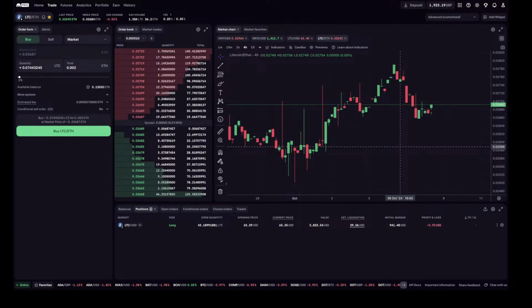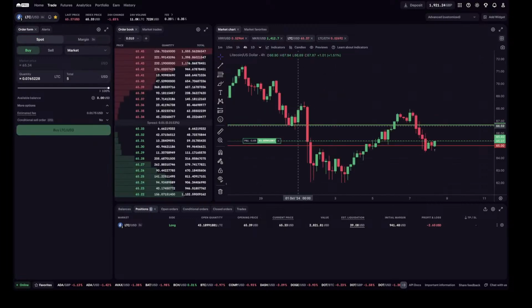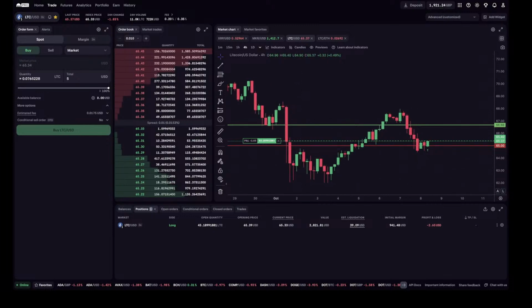But we shall see. That's my trade. I will update you on how these trades went in the next video. I'm just focusing on this particular trade at the moment. I'm not going to start looking at any other trades. Let's just concentrate on this one because I'm managing it on a number of different platforms.